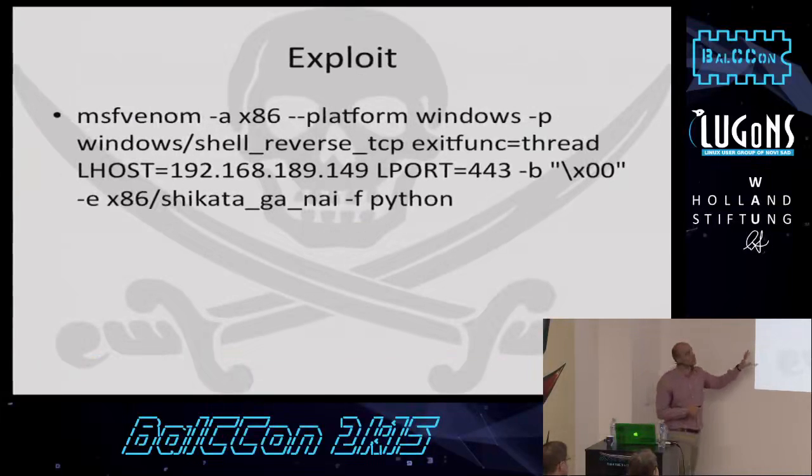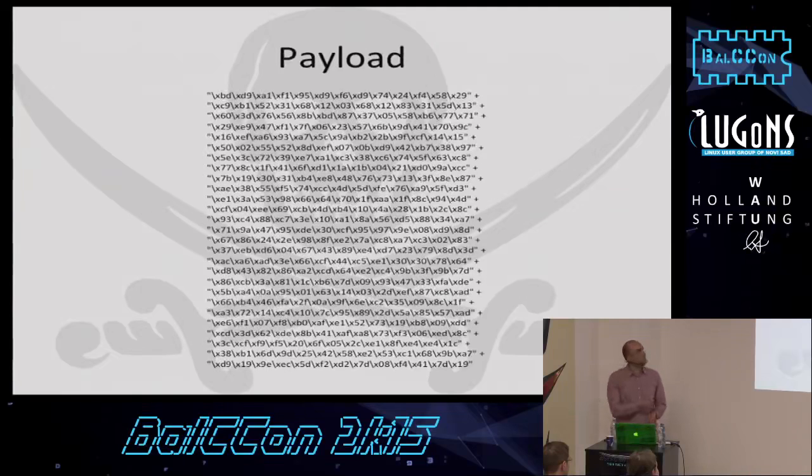I took help from MSFvenom to build a payload. The payload is basically for Windows. It's a reverse shell on TCP. I give it my local host address and my local port, so these are the ports it will connect back to. I asked it not to use the null byte and some encoding. And for the output format, I asked it to output in Python. So this is what it generated.